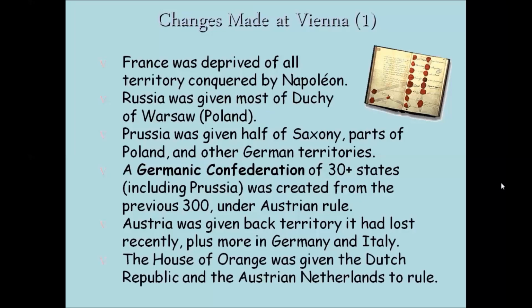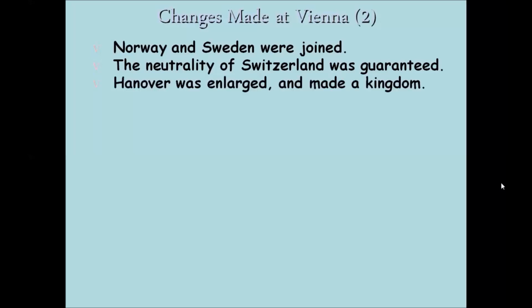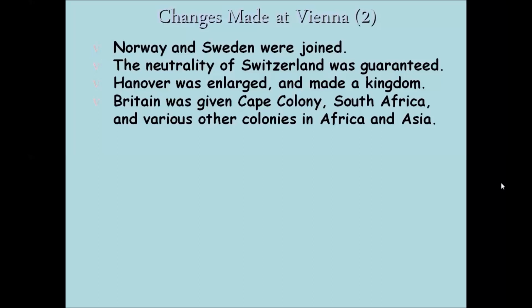And then the House of Orange, if you remember the Orange from William and Mary of Orange. You're talking about the Dutch Republic and the Austrian Netherlands being ruled by the House of Orange again. Norway and Sweden are going to be joined during this time period. Switzerland is going to be guaranteed its neutrality. Hanover is going to be enlarged and made a kingdom. Again, this is in the German Confederation. Britain was given Cape Colony in South Africa and some of the other colonies in Africa and Asia that had been previously controlled by France.